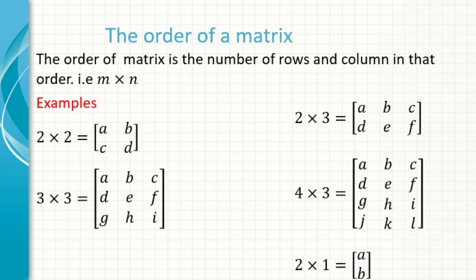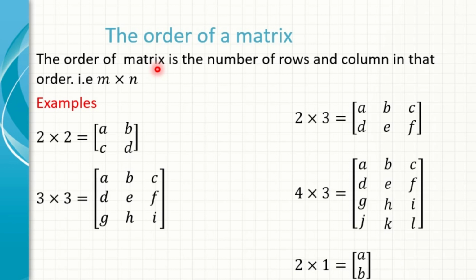Now, the order of a matrix is the number of rows and columns, in that order. For example, an m times n matrix means that it has m rows and n columns. Examples of different orders of a matrix, for example, is a 2 by 2 matrix where we have 2 rows and 2 columns. Then a 3 by 3 matrix also has 3 rows and 3 columns.